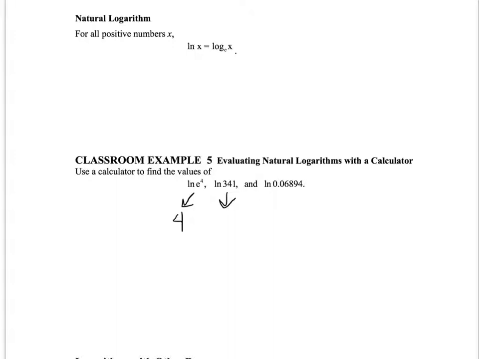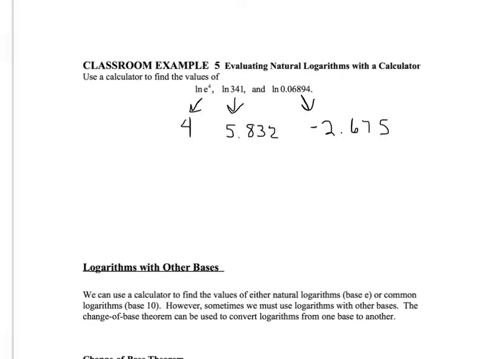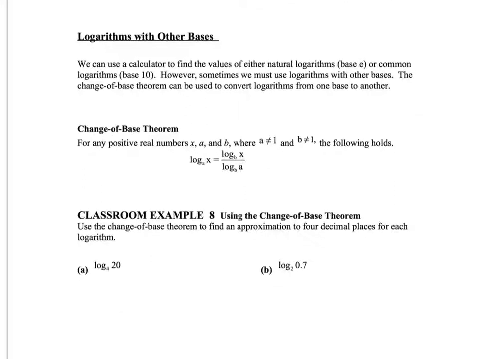If you type in the natural log of 341, make sure you are finding 5.832 as your answer in the calculator. And the natural log of 0.06894 should give you a value of negative 2.675 when you round to the nearest thousandth. Okay, last thing we will cover and then we'll be done.